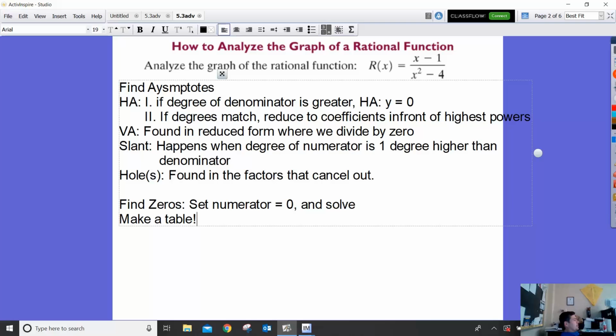Anyways, let's talk about the asymptotes. Does it have a horizontal asymptote? There's only two situations for horizontal. Is the degree of the denominator higher than the degree of the numerator? Yes, that's the first case. What's the horizontal asymptote? Y equals 0.